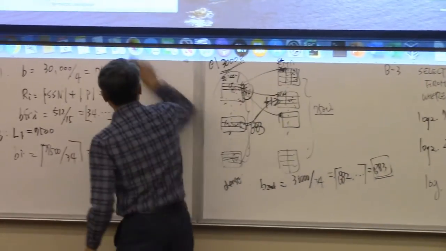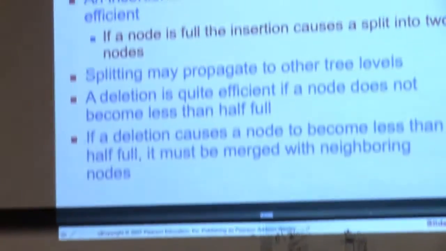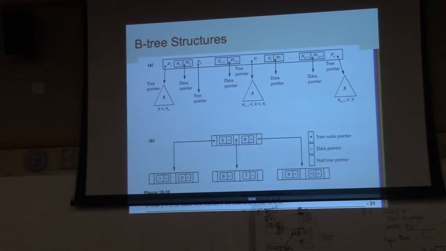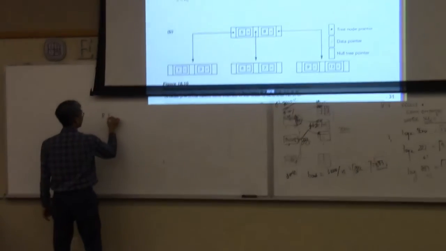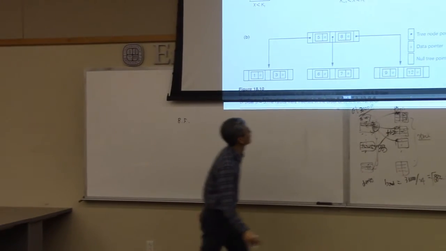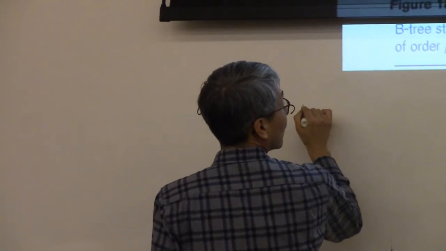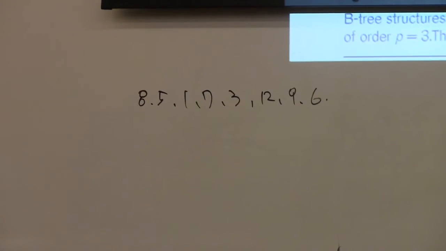So quickly review the B-tree index that we did last time. This one, example. So we have 8, 17, 3, 12, 9, 6. Okay, so this is our index key entry.